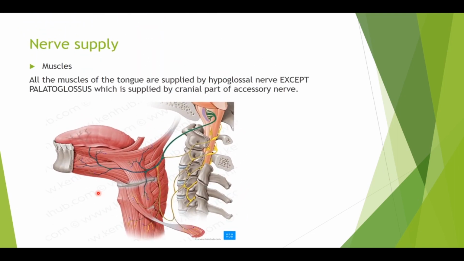Now the nerve supply, it is very important because of its dual origin from the first arch and the second, third and fourth arches. So the musculature which is derived from the occipital myotomes is supplied by hypoglossal nerve, except, write it in bold, except palatoglossus, which is supplied by the cranial part of accessory nerve.